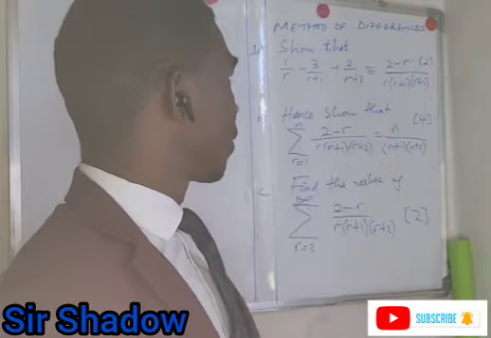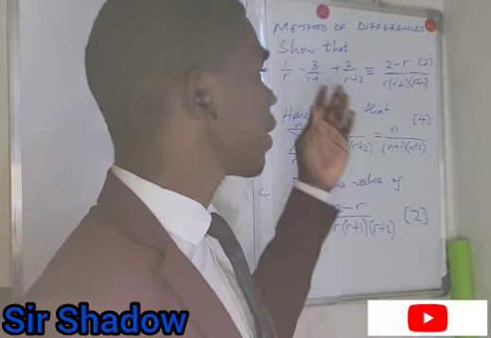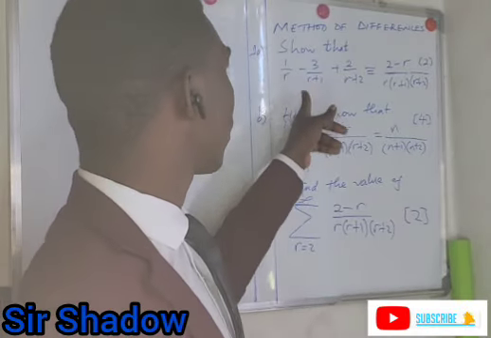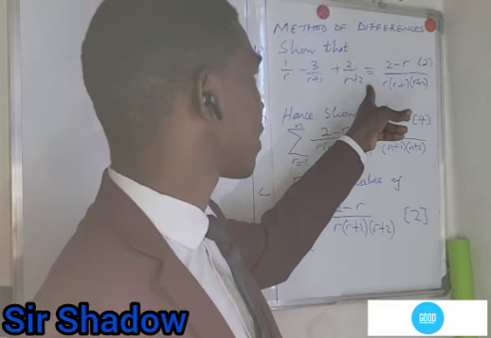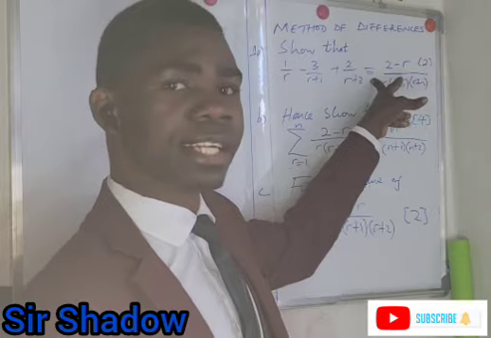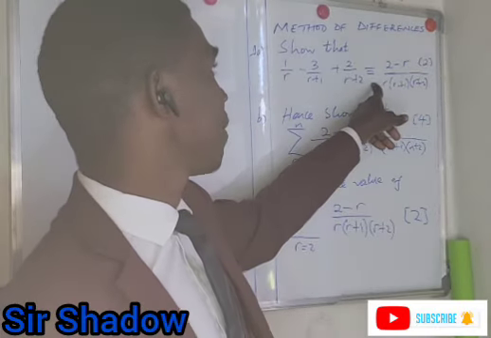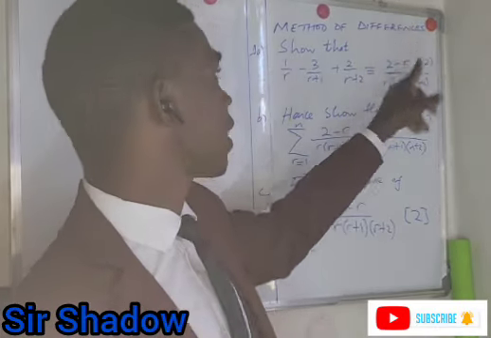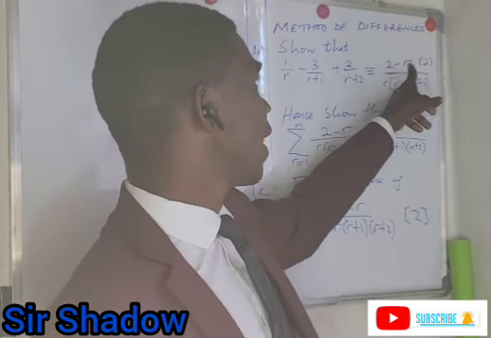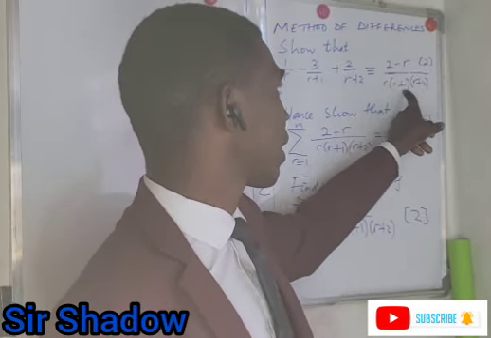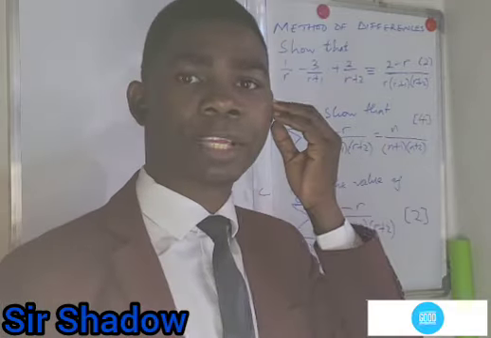So we are given question 1a, and we are asked to show that 1 over r minus 3 over r plus 1 plus 2 over r plus 2 is identical to, remember this sign, we have 3 bars, 2 minus r over r open bracket r plus 1, r plus 2. 2 marks is awarded for that question, right?